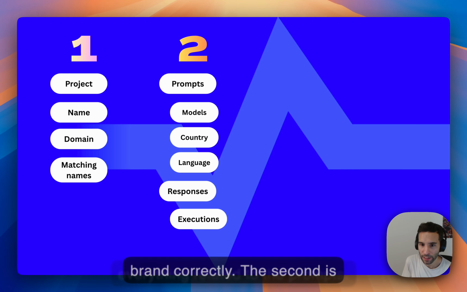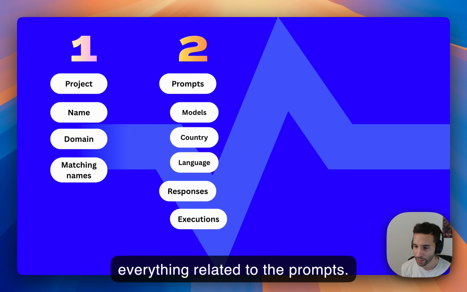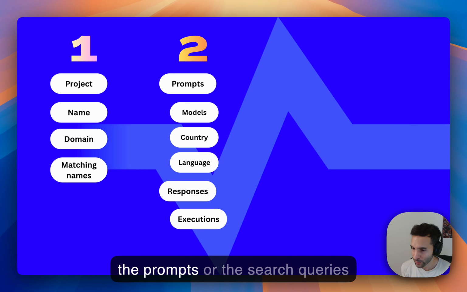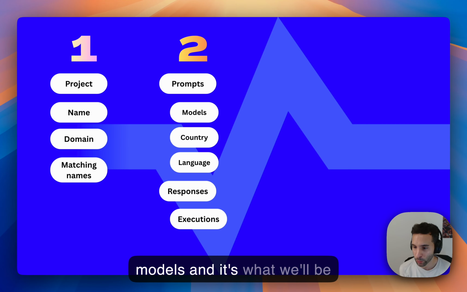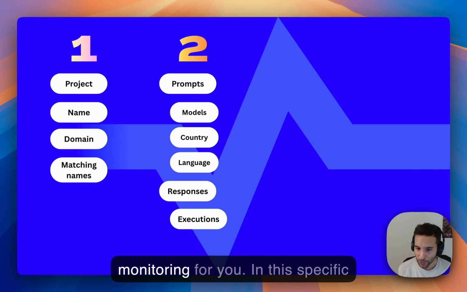The second is everything related to the prompts. As you know by now, AI is using prompts everywhere. It's all about the prompts or the search queries that you do in ChatGPT or similar models, and it's what we will be monitoring for you.